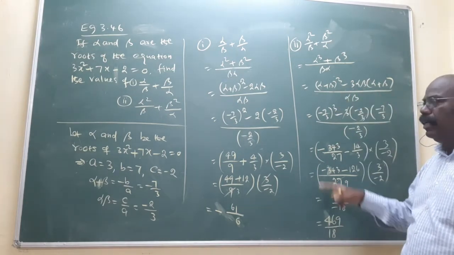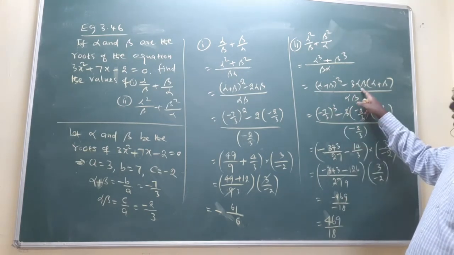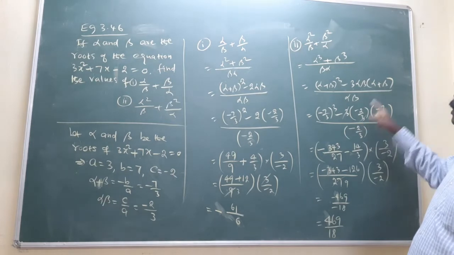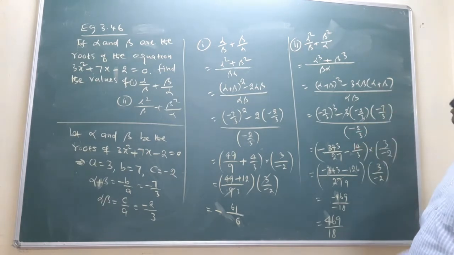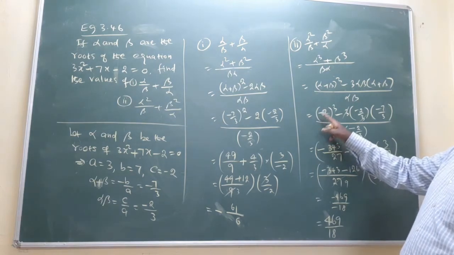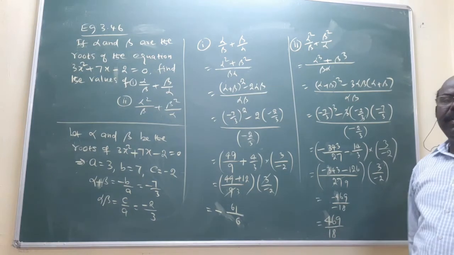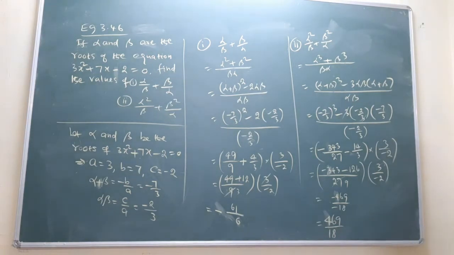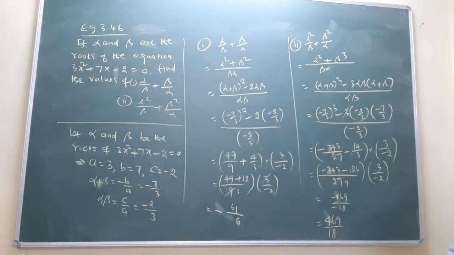Substitute: minus 7 by 3 whole cube minus 3 into alpha into beta, minus 2 by 3, again alpha plus beta, minus 7 by 3, divided by minus 2. Now, minus whole power 3. Minus power odd number means negative will come. Minus power even number means positive will come. That's why minus 7 cube, 7 into 7 into 7. 7 7s are 49, 49 into 7, 343.